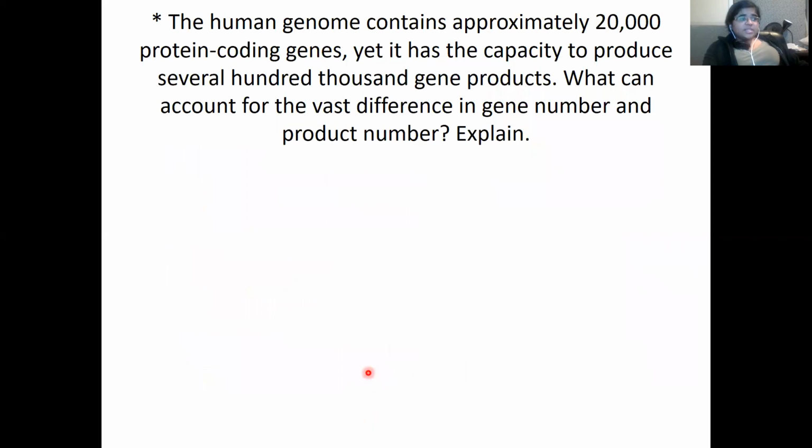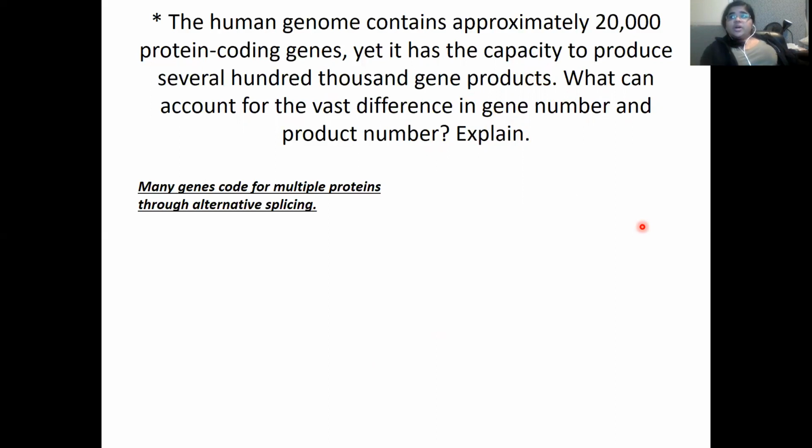So here's a question that just goes on the human genome itself. The human genome contains approximately 20,000 protein coding genes, yet it has the capacity to produce several 100,000 gene products. What can account for the vast difference in gene number and product number? Essentially, explain what you think your answer is, justifying your answer.